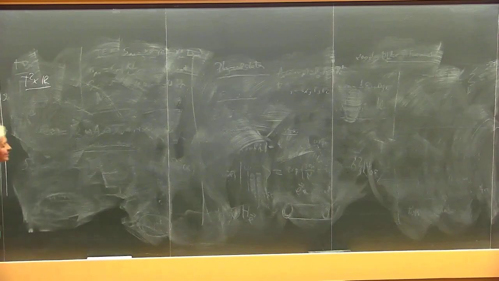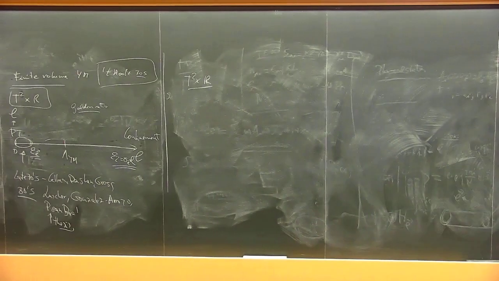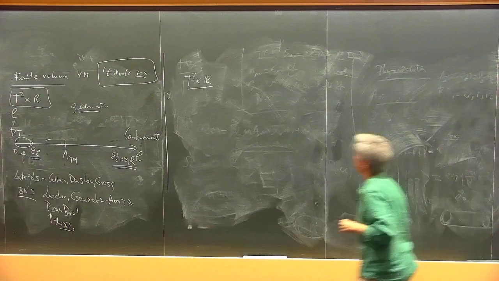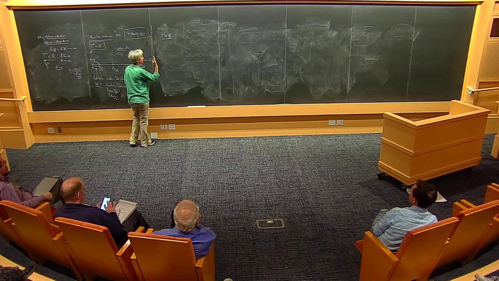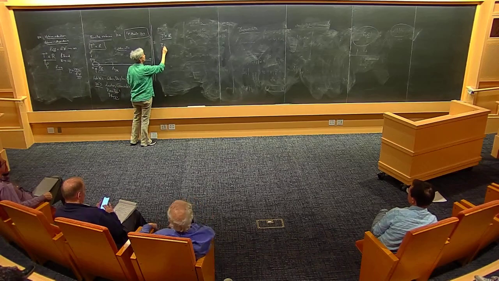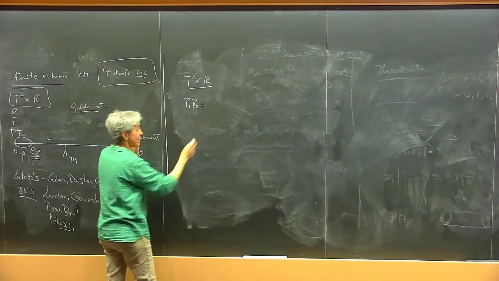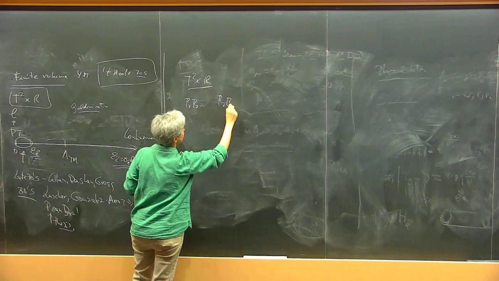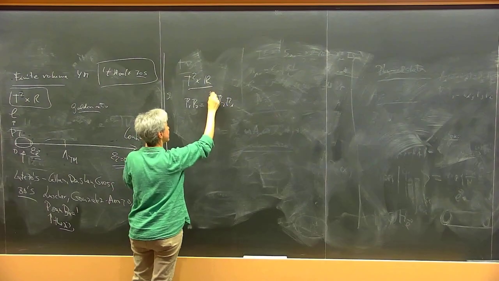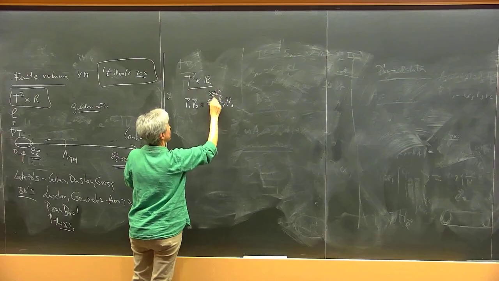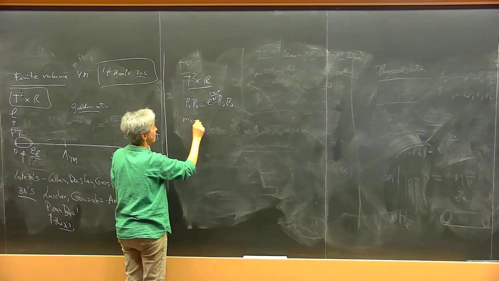So let me do this T2 times R, which is a much simpler case. Basically in this case I only would have two matrices, gamma 1 and gamma 2, that satisfy these twisted boundary conditions with a phase. This N will be the magnetic flux.